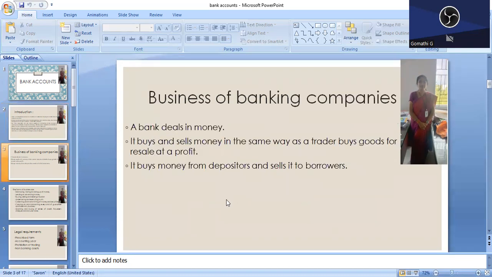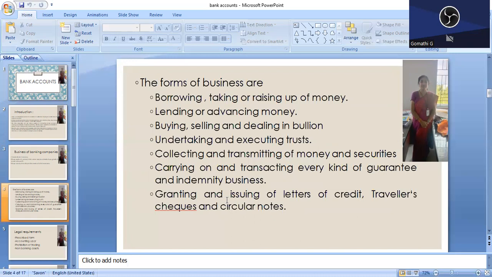Next one is, what are the businesses of banking companies? First one is borrowing, raising or taking up of money. Next one is lending or advancing money, granting and issue of letters of credit, traveler's checks and circular notes, buying, selling and dealing in bullion, buying and selling on commission, underwriting and dealing in stock, shares, debentures, bonds, etc. It buys money from deposits and sells it to borrowers.